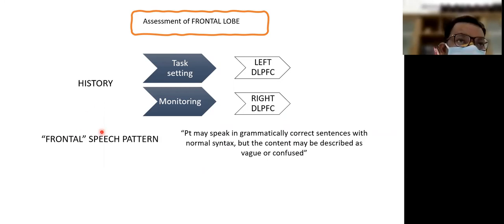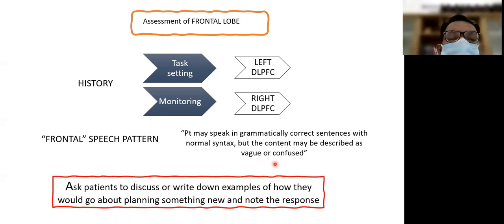Frontal speech pattern. There is a classical speech pattern known as the frontal speech pattern in these patients, where patients may speak in grammatically correct sentences with normal syntax, but the content may be described as vague or confused, and we might feel that the patient is circumstantial. When we ask these patients, we should ask them to discuss or write down examples of how they would go about planning something new, and we should note the response. They will not be able to concretize their response, and we will feel that the speech is vague, circumstantial or confused. This frontal speech pattern might give us a clue that there is a problem with the DLPFC.